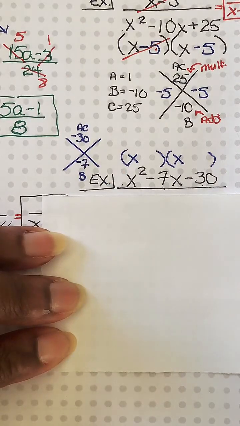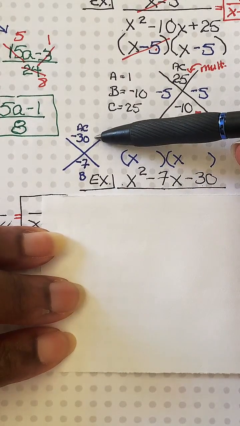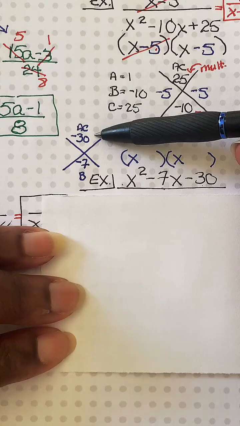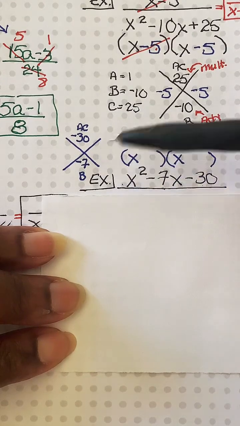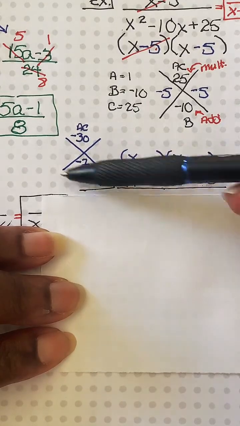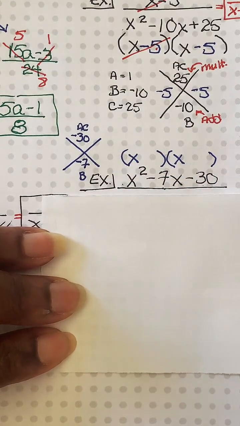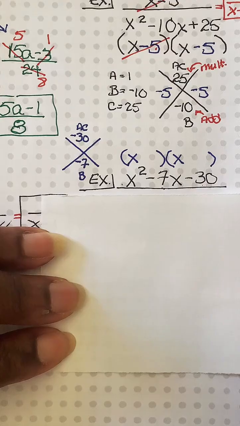So now we have to think: what two numbers multiply together to give me negative 30 and add together to give me a negative 7? I'm going to be truthful, this is usually the hardest part, especially if multiplication is not your thing, and it needs to be your thing. Multiplication is just fast addition.